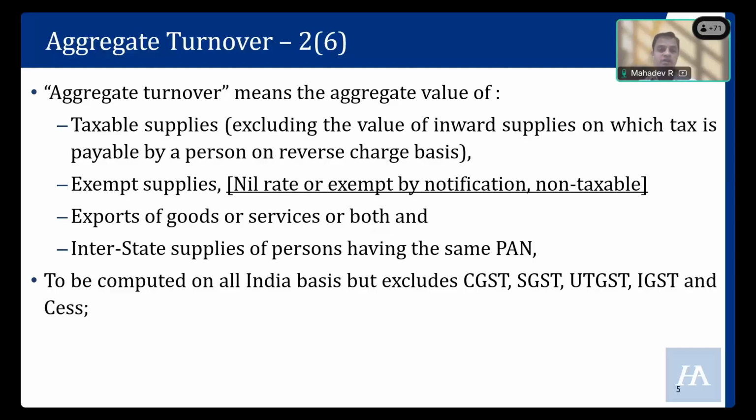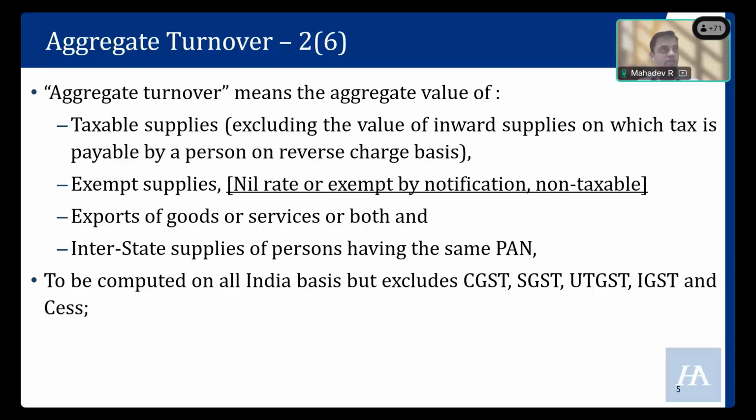Aggregate turnover includes the value of your taxable supplies, but we should not include the expenses on which GST is paid under reverse charge mechanism. Say my turnover is 4.5 crores. There is an expense of 70 lakhs on which I have paid GST under reverse charge. It should not be 4.5 plus another 0.7, wherein it crosses 5 crores. We should consider only the outward supply.